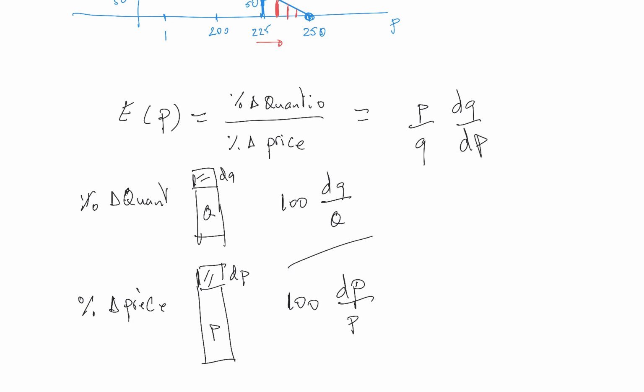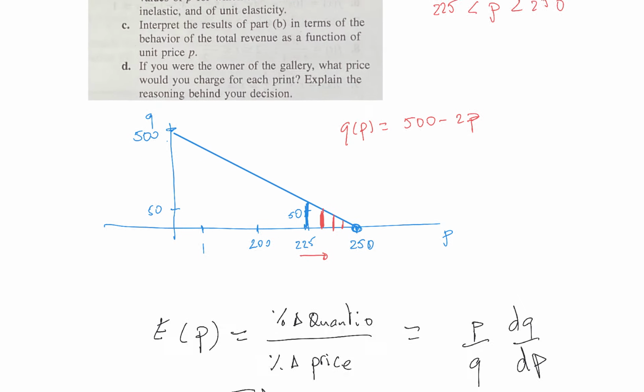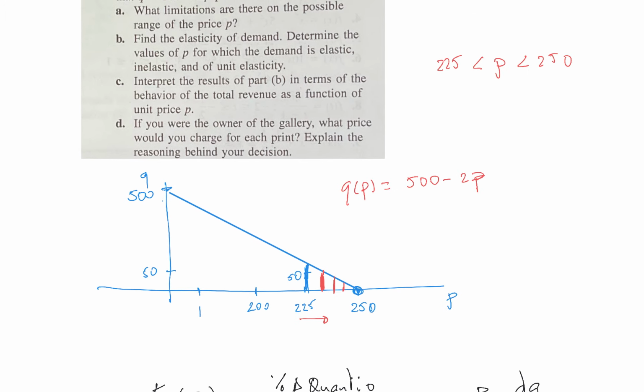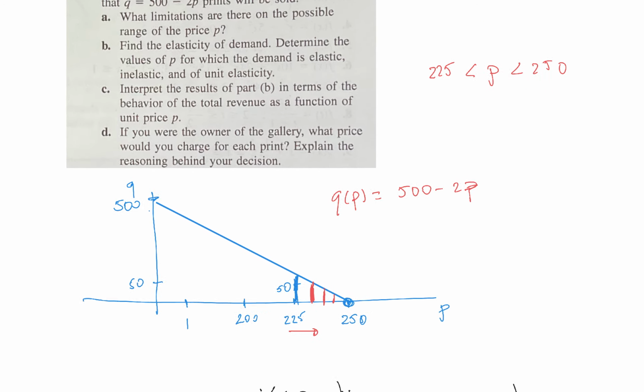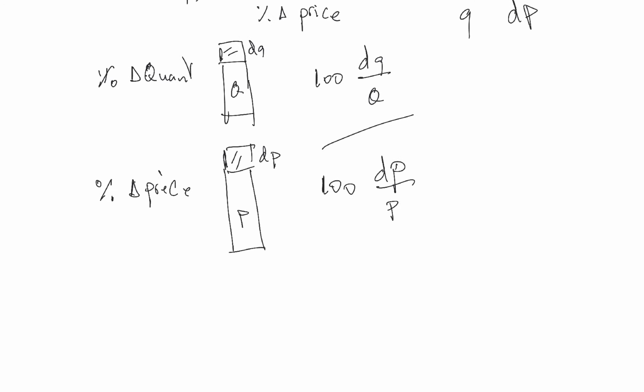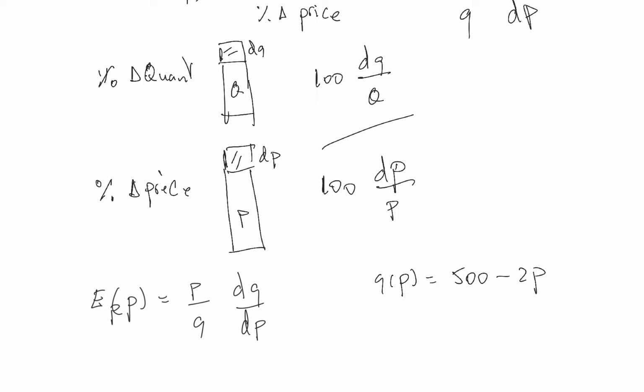Now let's see what the elasticity is. They ask, what is the elasticity at any price between 225 and 250? Well, the elasticity E of P is P divided by Q times the derivative of Q with respect to P. But Q of P is 500 minus 2P. So the derivative of Q with respect to P is minus 2.